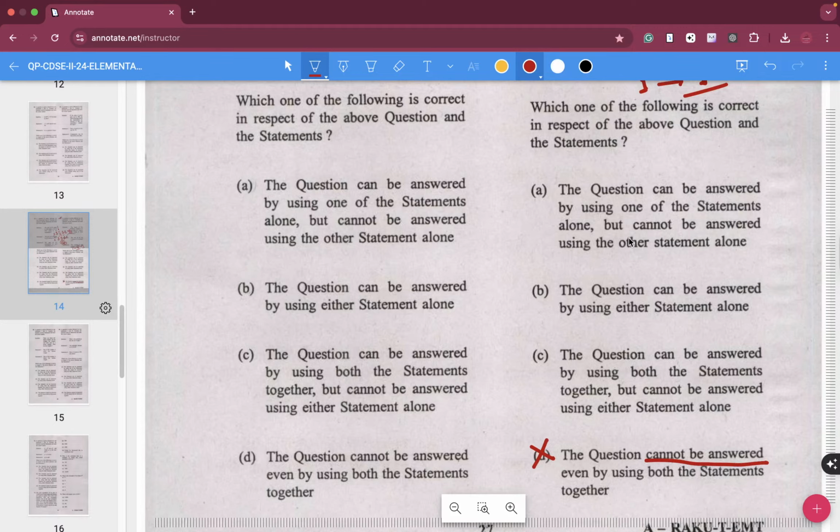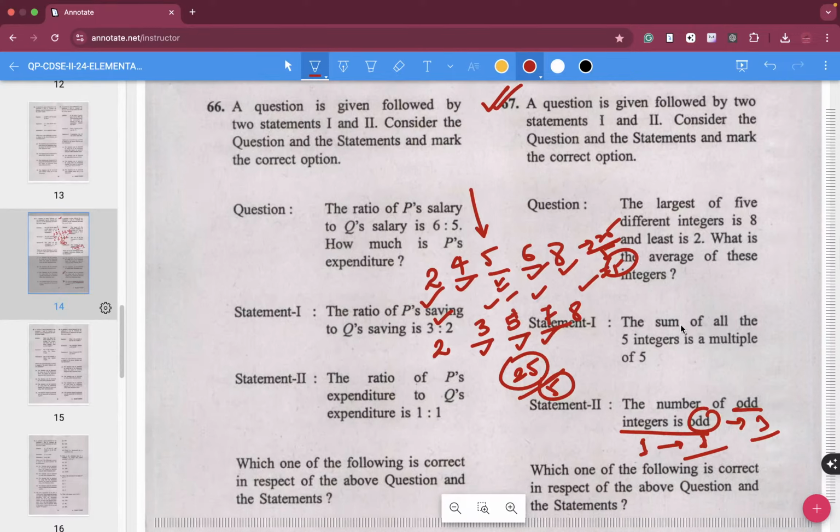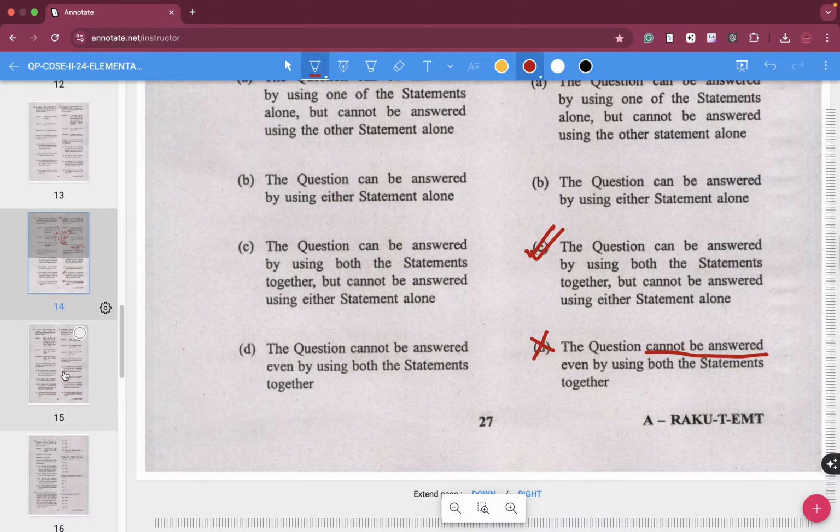But how are we able to answer? We are required to use both the statements in order to answer this particular question, folks. Unless we use both the statements, we are not able to answer this question. Which means for question number 67 we will go ahead with C as the correct answer, folks.